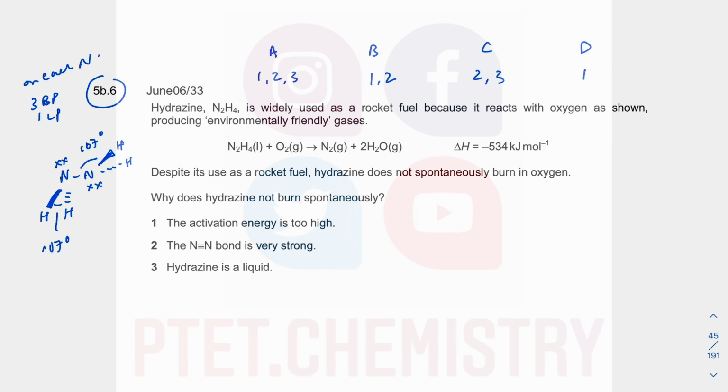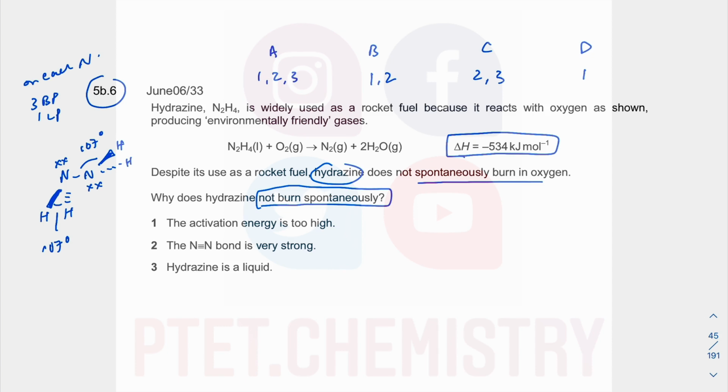This question is not about structure and bonding, it's about its exothermicity. So this reaction releases heat when you combust hydrazine. That's why you use it as rocket fuel, and it combusts to give you nitrogen gas and also H2O, therefore there's no carbon dioxide being given off. However, hydrazine does not spontaneously burn with oxygen despite all these good things that come with it. Why does it not burn spontaneously? That means even if you put oxygen to it, in the presence of oxygen, it doesn't go straight away, okay?